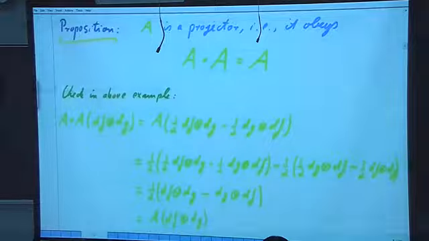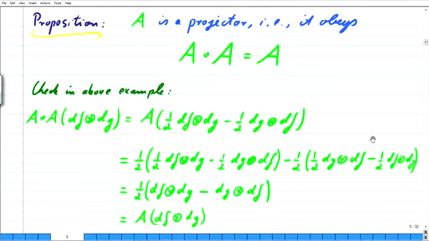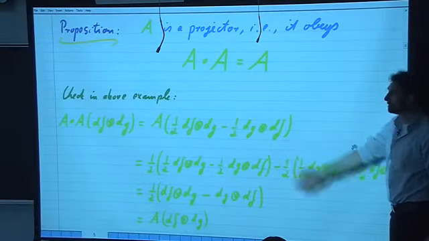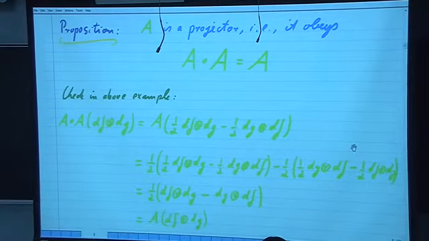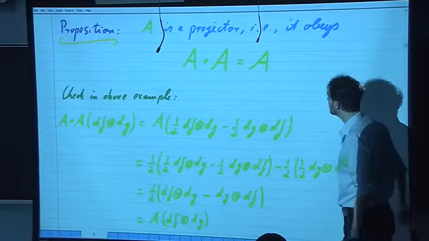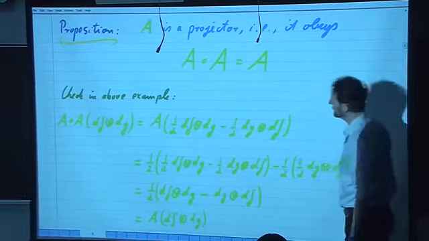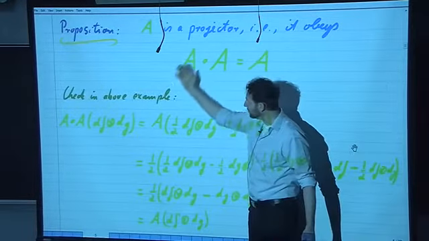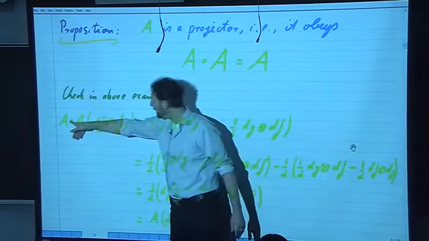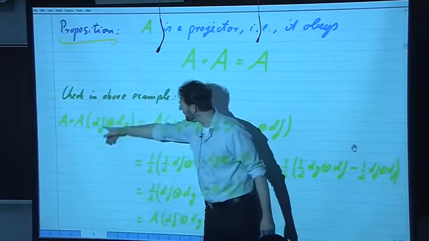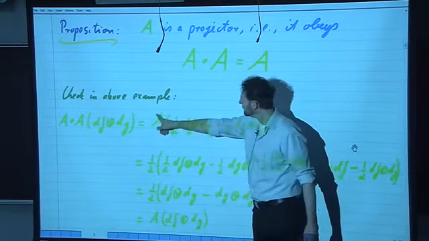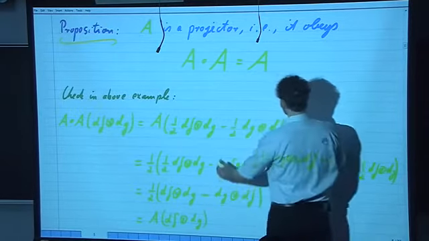Here's a proposition. A, the antisymmetrization operator, is a projector, in the sense that if we apply it twice, it's the same as if we applied it once. Once we've antisymmetrized a tensor, then it stays antisymmetrized. Nothing else happens to it if we apply the antisymmetrization again. Let's check that in the above example. So let's say we apply the antisymmetrization operator twice on df tensor dg. Then we have to apply the antisymmetrization operator on that.